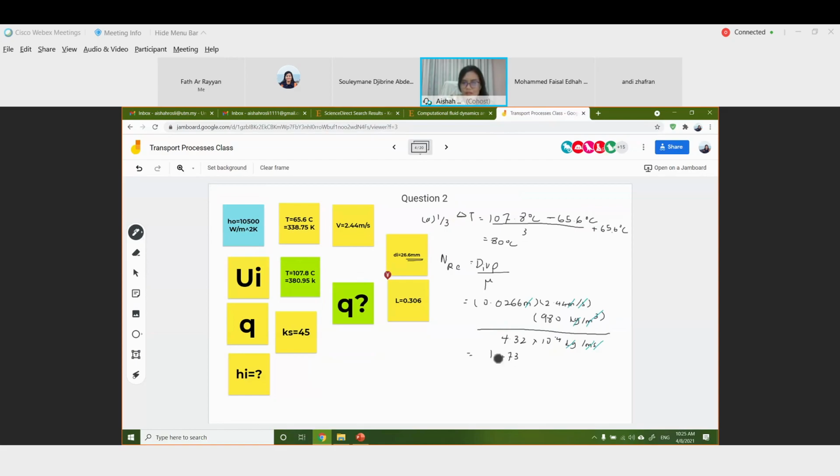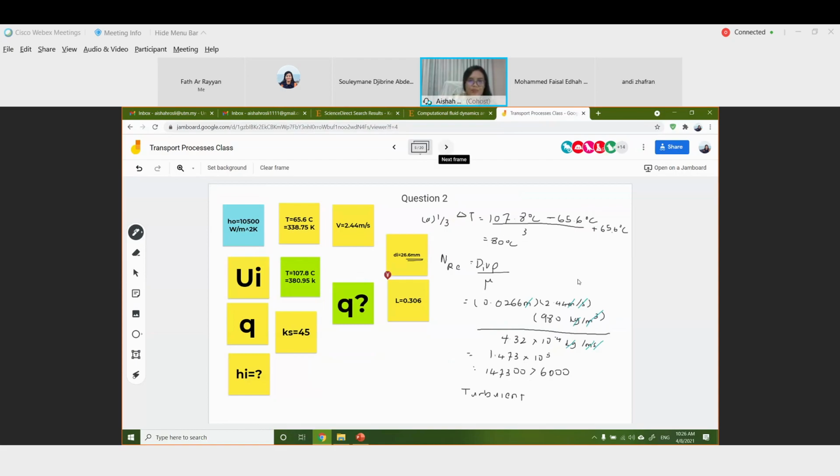So in this case, you will get 1.473, so 1, 2, 3, 4, 5. Okay, so this is also more than 6,000. So can anyone tell me whether this is laminar or turbulent? Yes, this is turbulent.